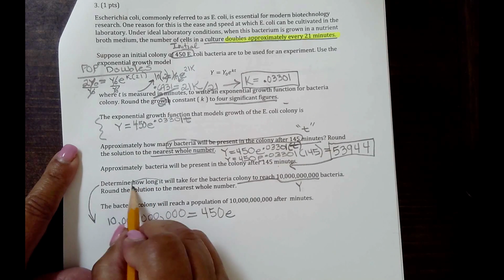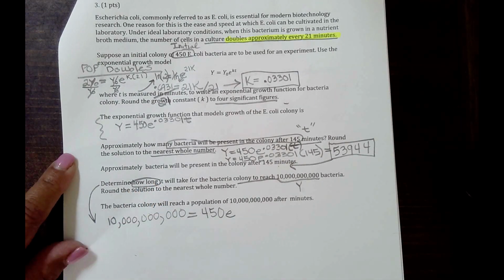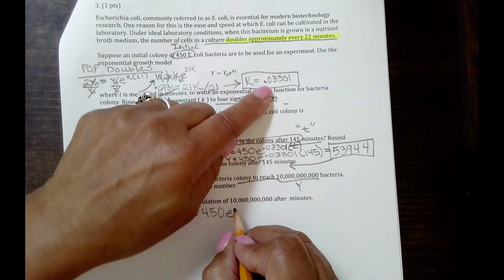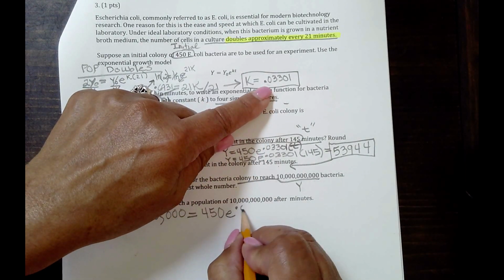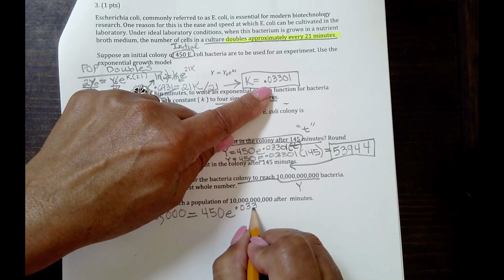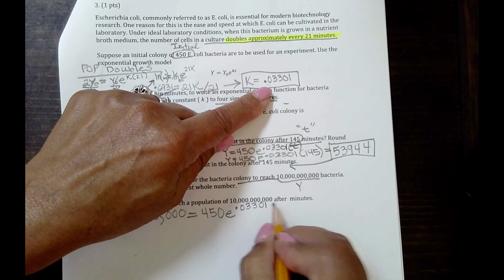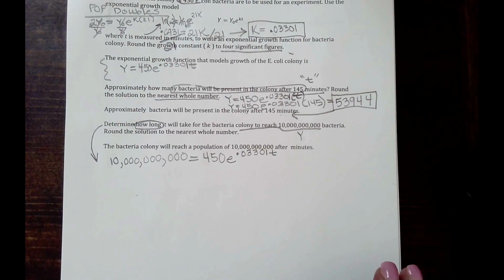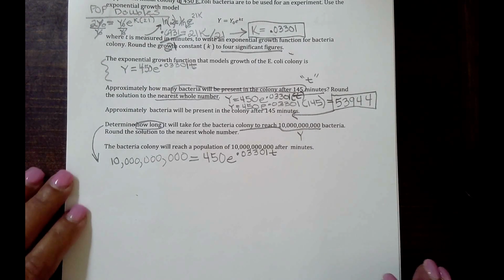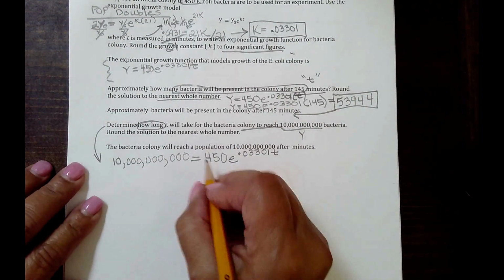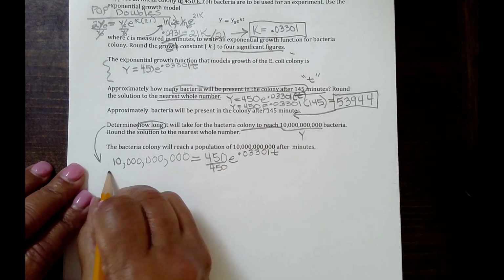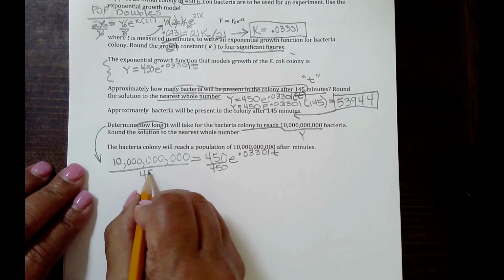Since we're looking for how long, that means we're solving for t. The k value that we found back here was 0.03301, and then times t, which is what we're solving for. So again, you're going to go after this just as we've gone after the last couple of problems in all their various parts. We're going to divide off this coefficient into both sides.